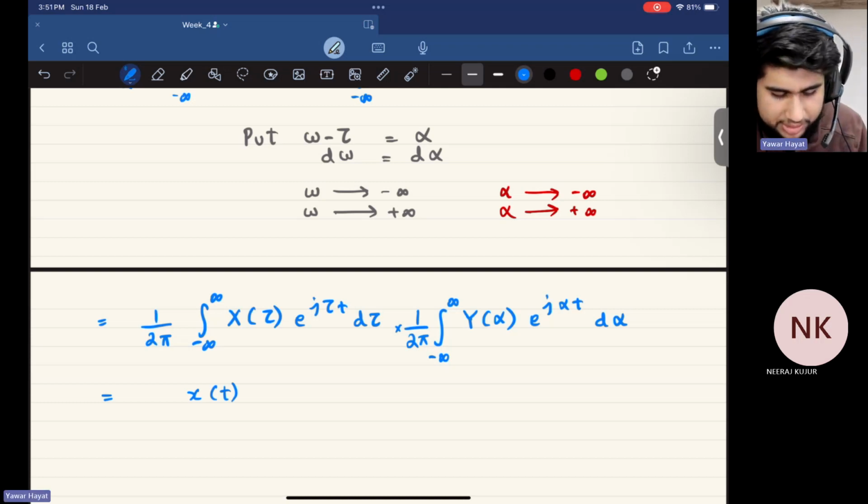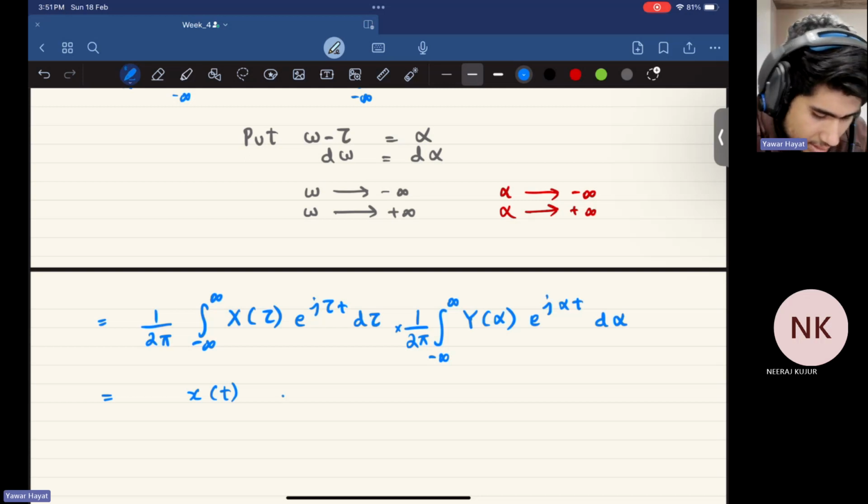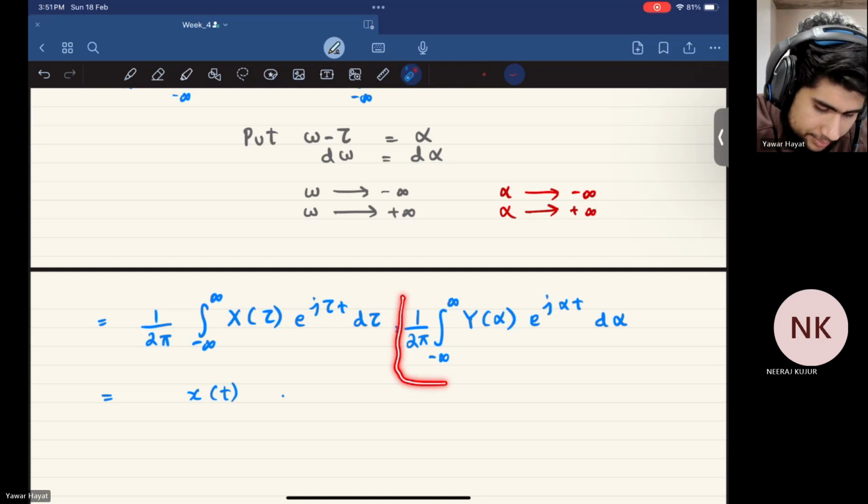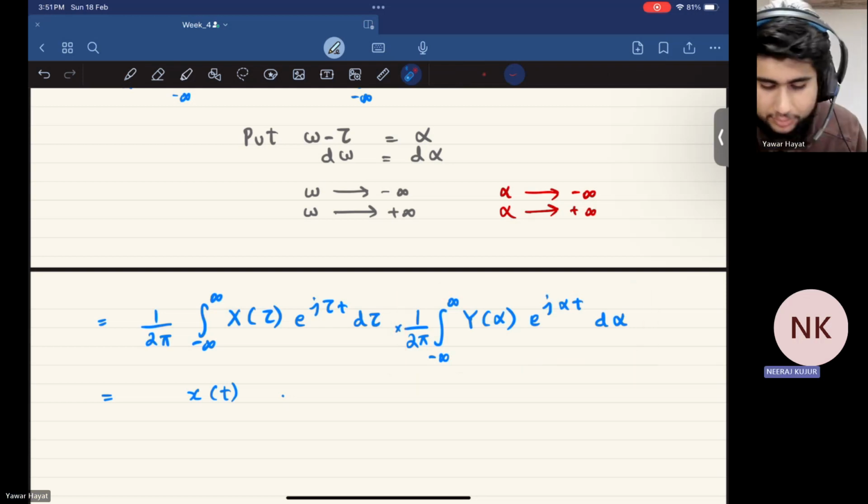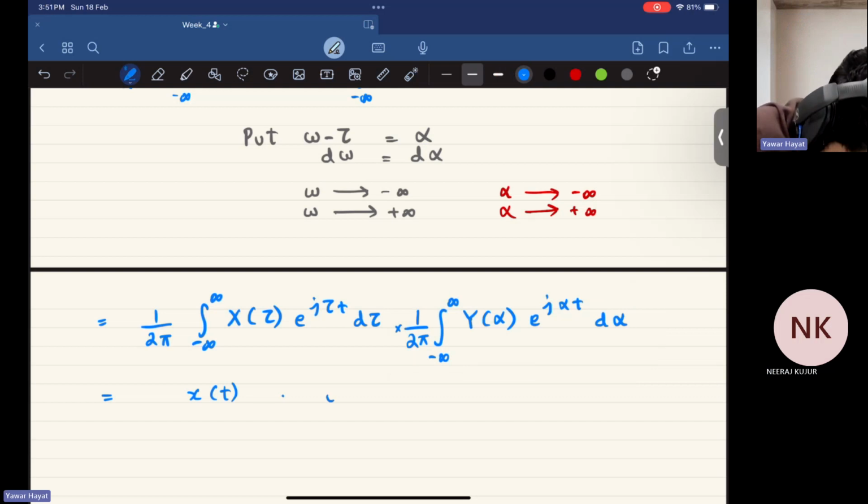See, tau is essentially the variable of integration. I could use another step and say, now I'm changing the variable of integration to omega and then write x of omega e to the power j omega t d omega. That essentially is the same thing, right? So I'm skipping that step. I'm directly writing that this is x of t. Similarly, what can you say about this thing? Y of t. Yeah, this is y of t.